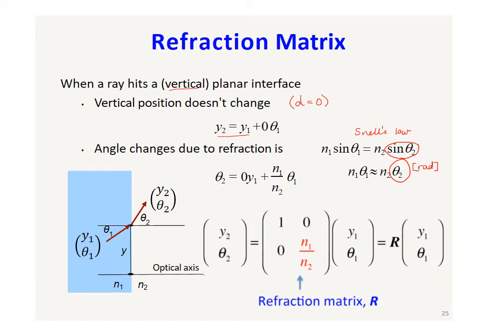So in that case, we can re-express theta 2 by dividing both sides by n2, and we get this expression here. Recasting these two equations into the matrix gives us this refraction matrix here, where we have the ratio of the refractive indices down here. And sometimes we use the symbol R as a shorthand for that matrix.